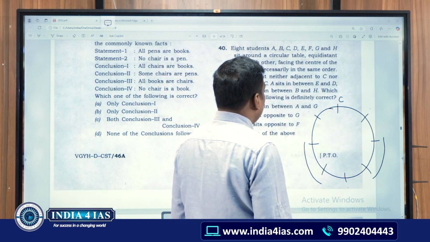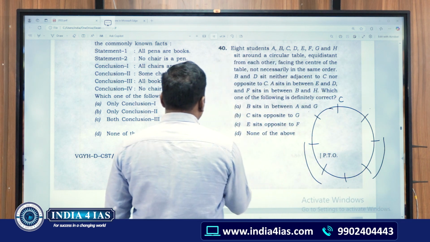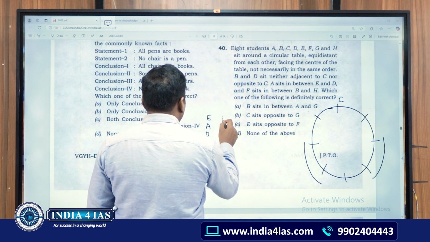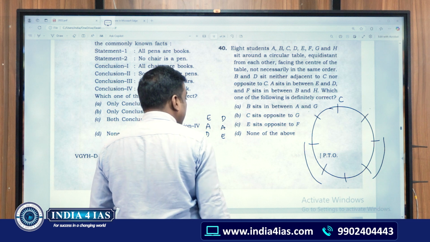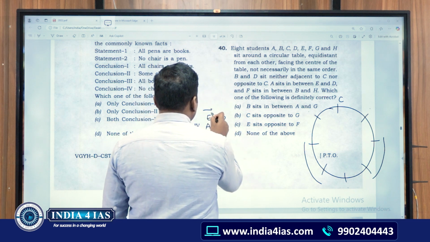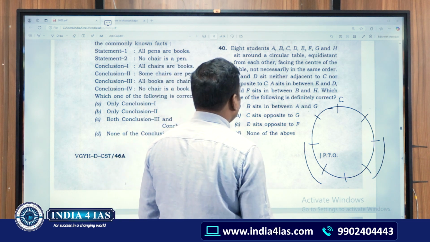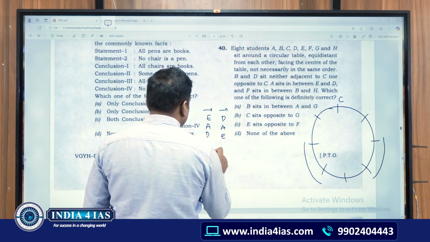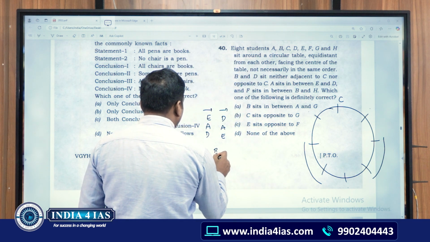A sits between E and D. This is one possibility, or A sits between D and E. So, they will just go like this. Then, F sits between B and H.